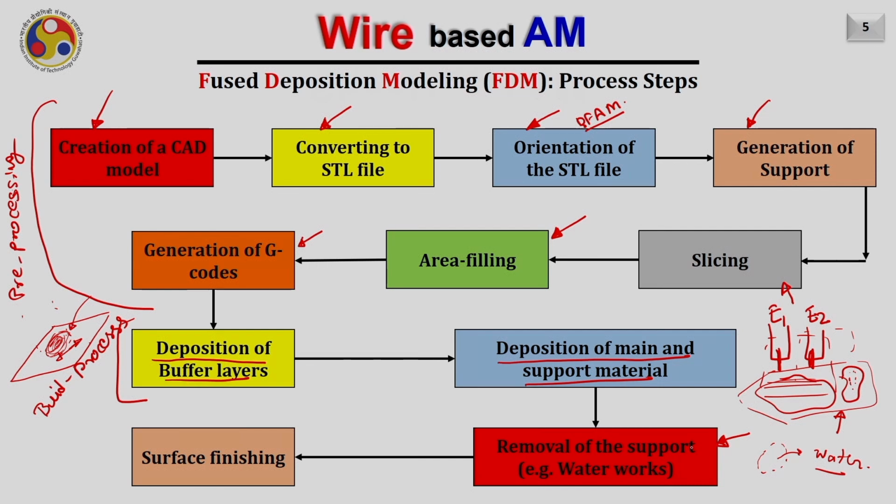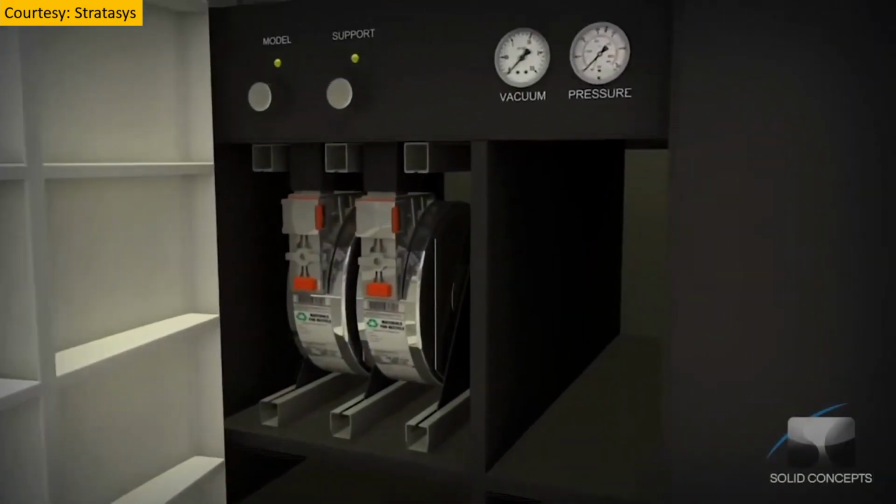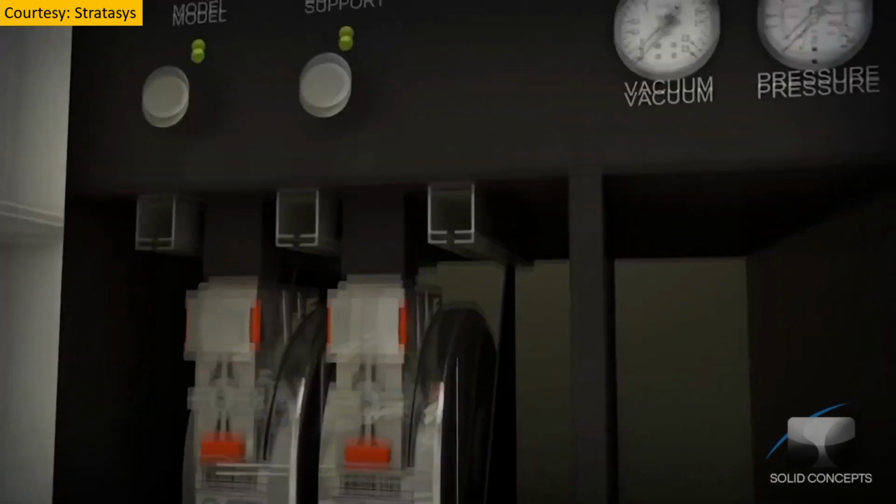After completion of the removal of the support, the part is finished, and this can be done by grinders or some other chemical methods as well. So, these are the process steps involved in a typical FDM process, also generically called fused filament fabrication. This video by Solid Concepts can explain the process nicely further.